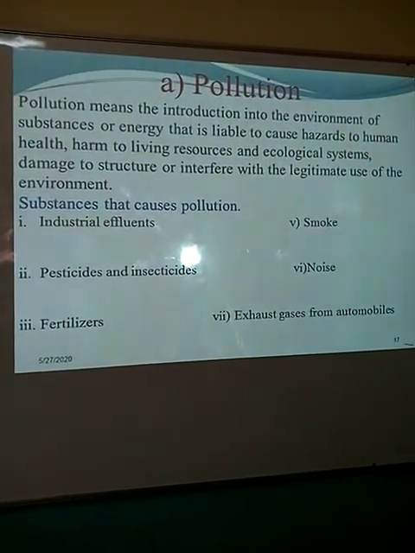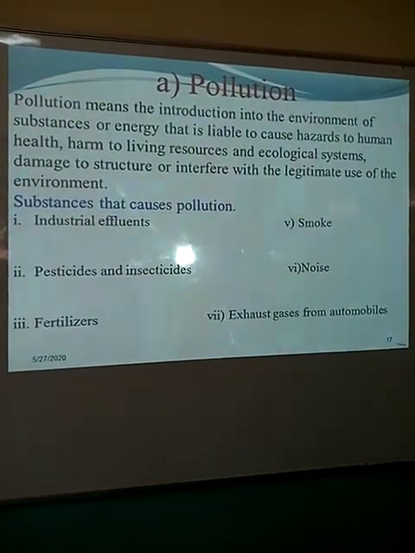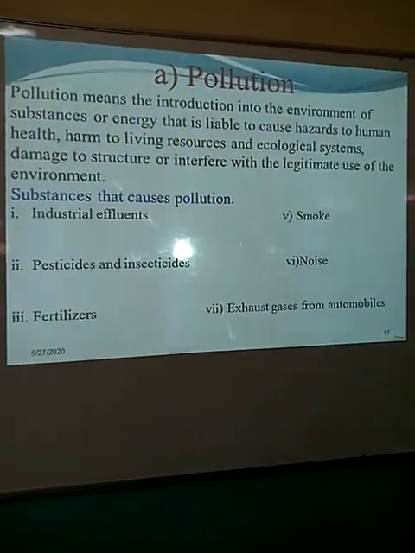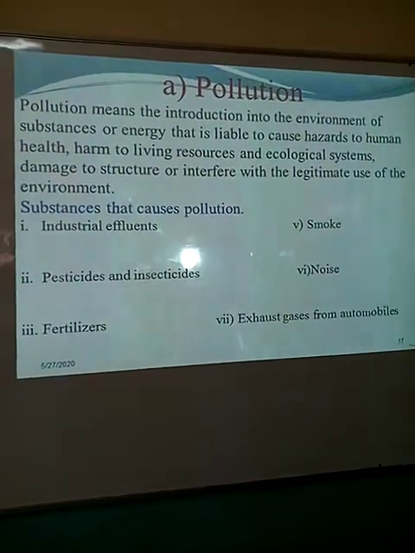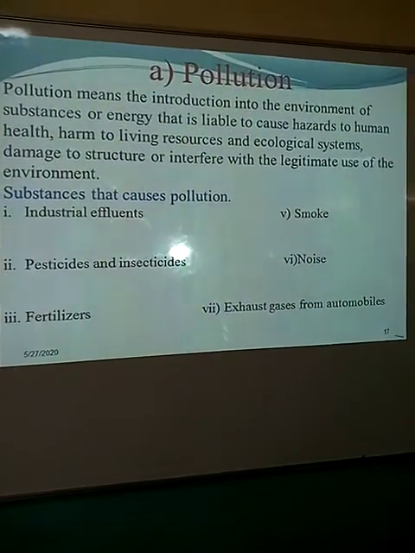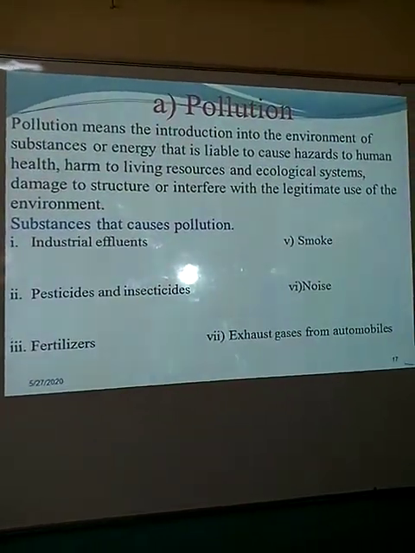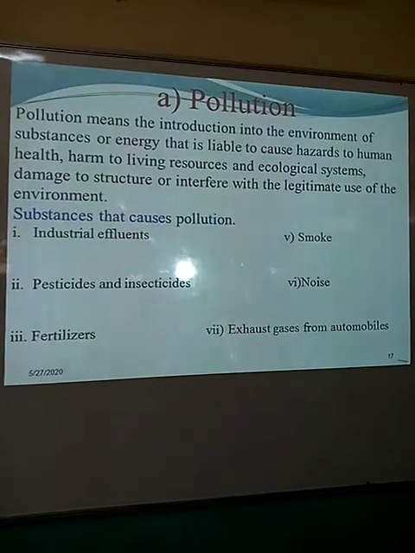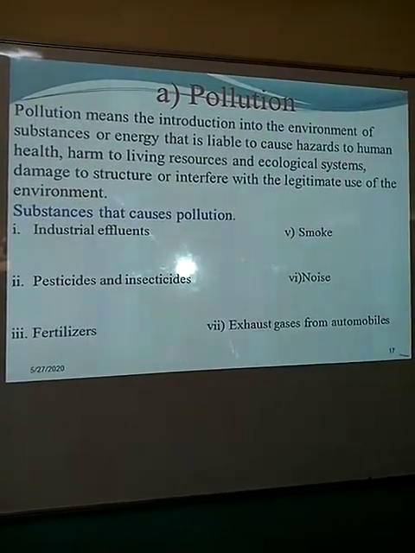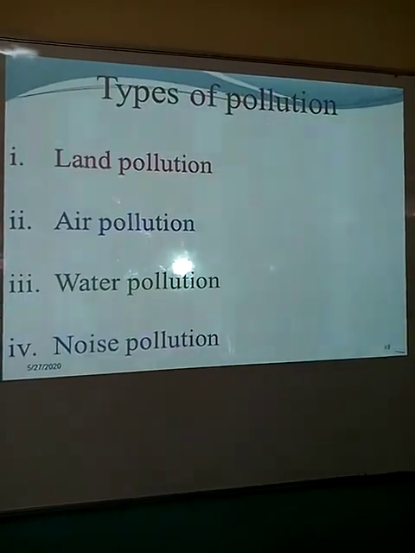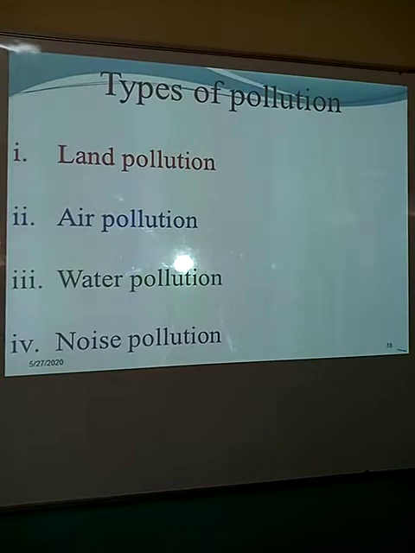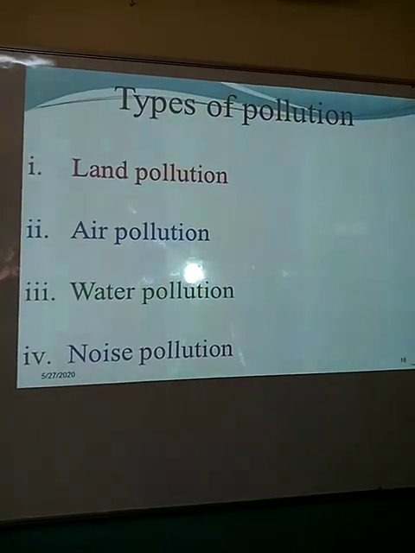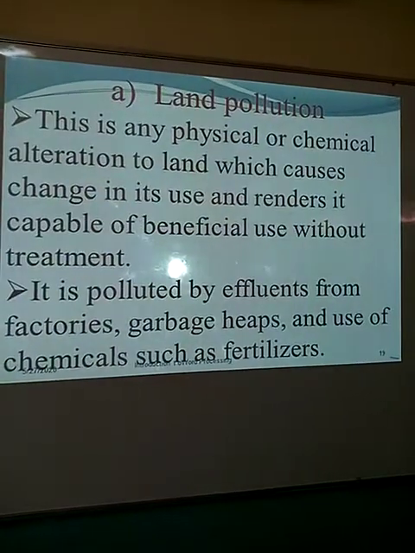First, let's look at some of the substances that cause pollution, either on land, on water, or air. One, we have the industrial effluent or the industrial waste. We have pesticides and insecticides. We have fertilizers. We have smoke. We have noise. And lastly, we have exhaust gases from automobiles. Now let's look at the types of pollution: land pollution, air pollution, water pollution, and noise pollution.